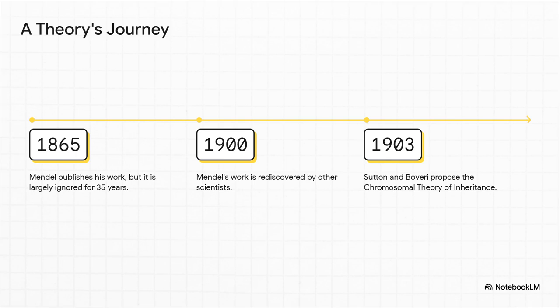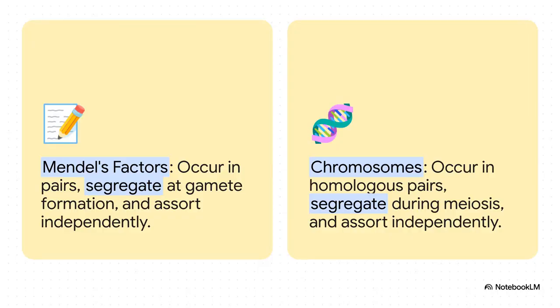And it took a long, long time. He published his work in 1865, and for 35 years, crickets, nothing. It was basically ignored. It wasn't until 1900 that a few scientists rediscovered his paper. And just 3 years after that, 2 guys, Sutton and Boveri, who were actually looking at cells under microscopes, had the ultimate aha moment. They realized that the way chromosomes behave during meiosis, that's the cell division for making sperm and eggs, was a perfect physical explanation for Mendel's laws.